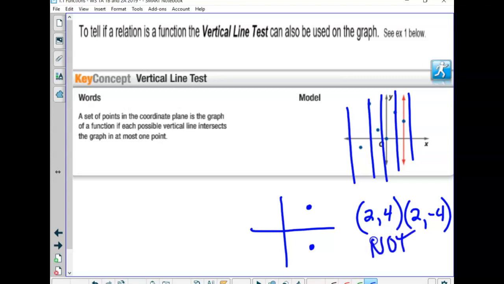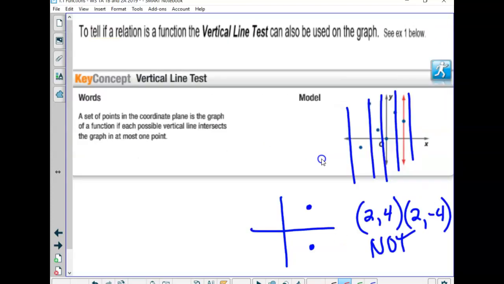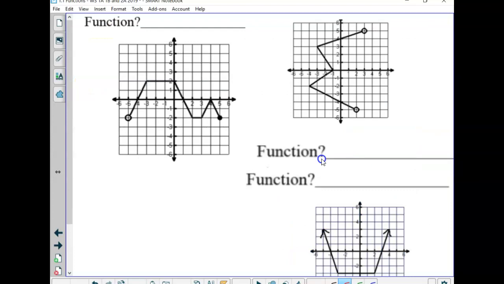The x's. Good thing your math teacher is with it today. I'm blaming that one on my cold, okay? So if you wrote that down, go back and fix it. The x's can't repeat. You can't have the same x value assigned to two different y values. Somebody fix me. Glad I figured that out, but it would have been a more effective video.